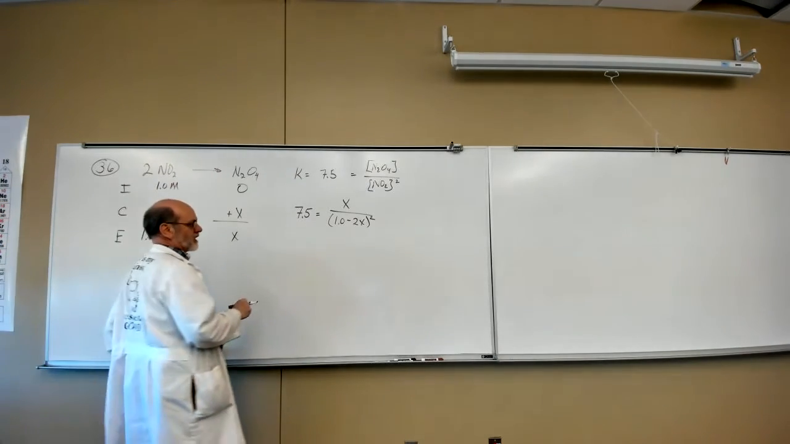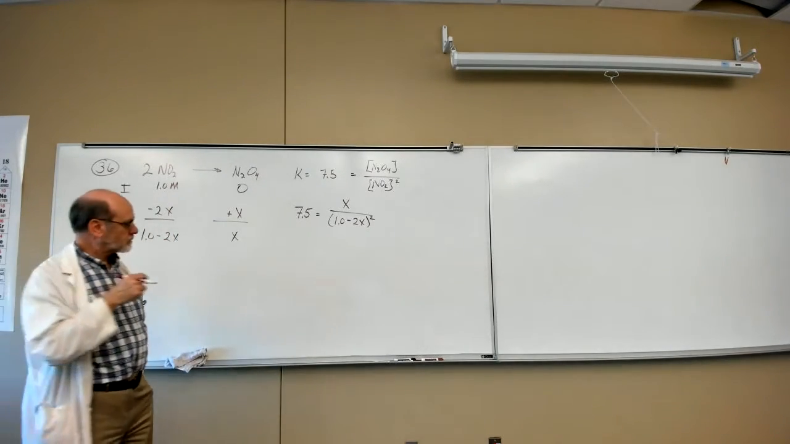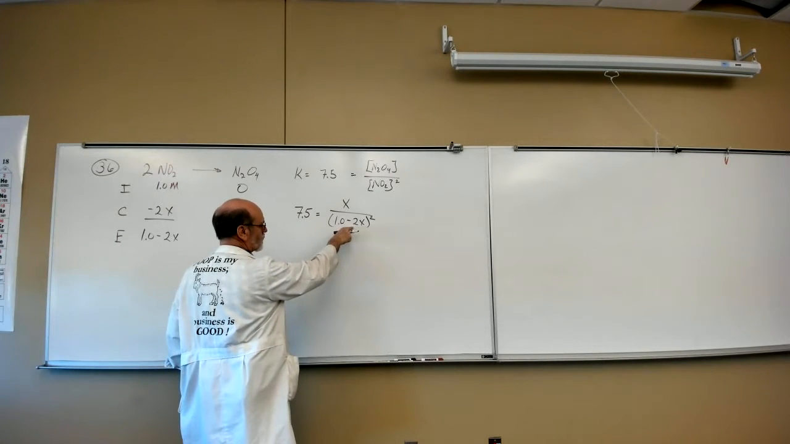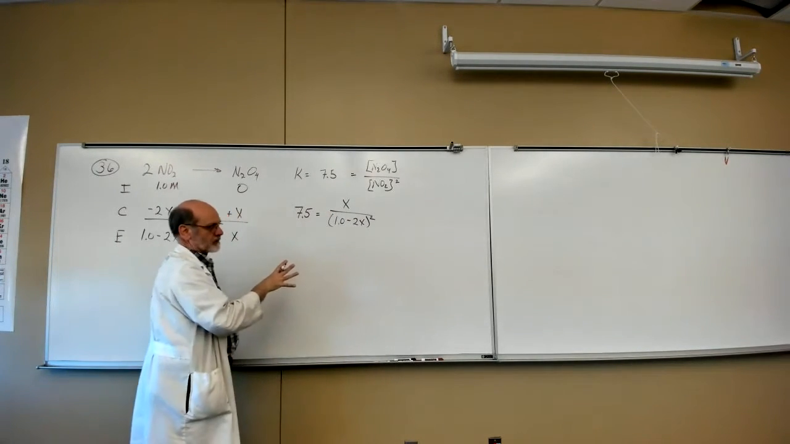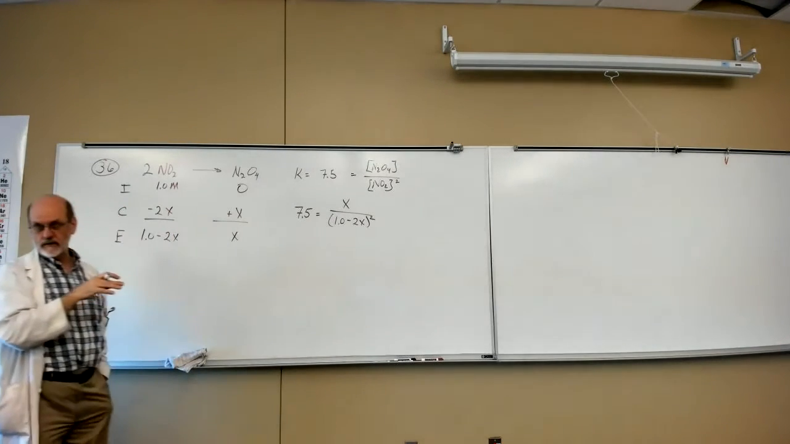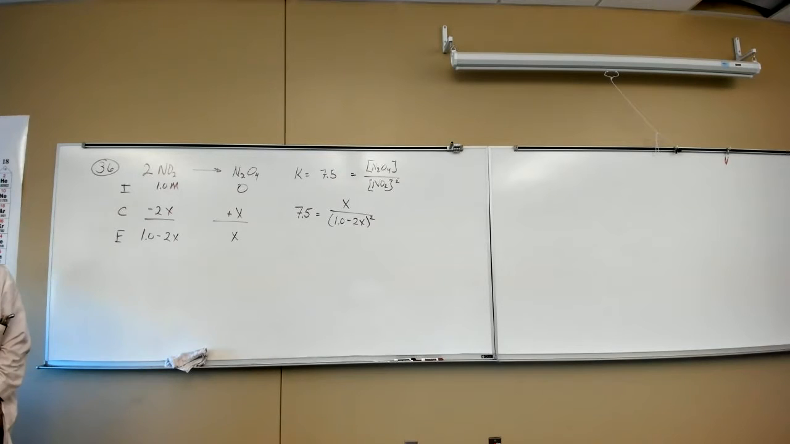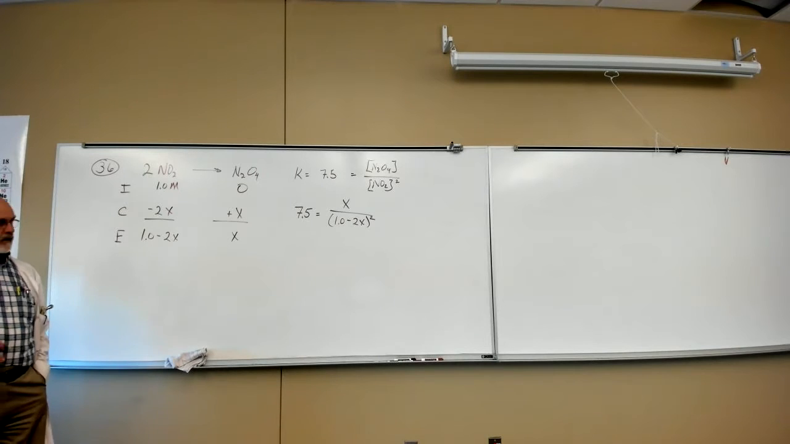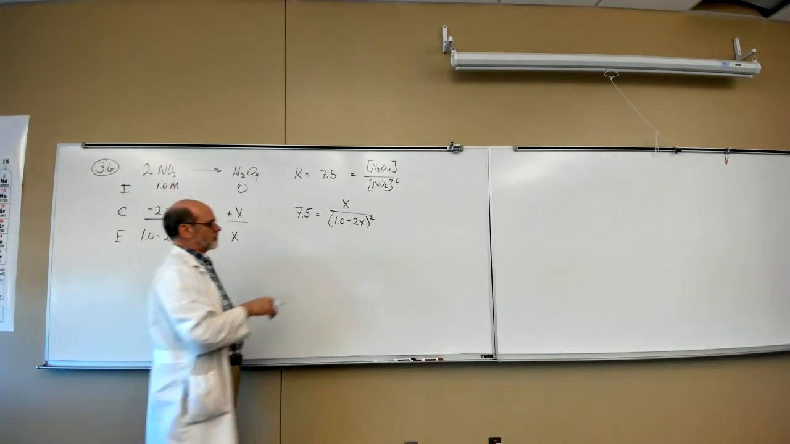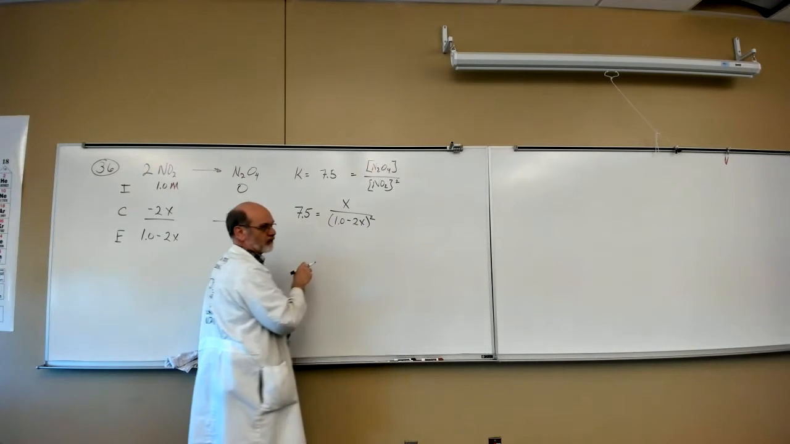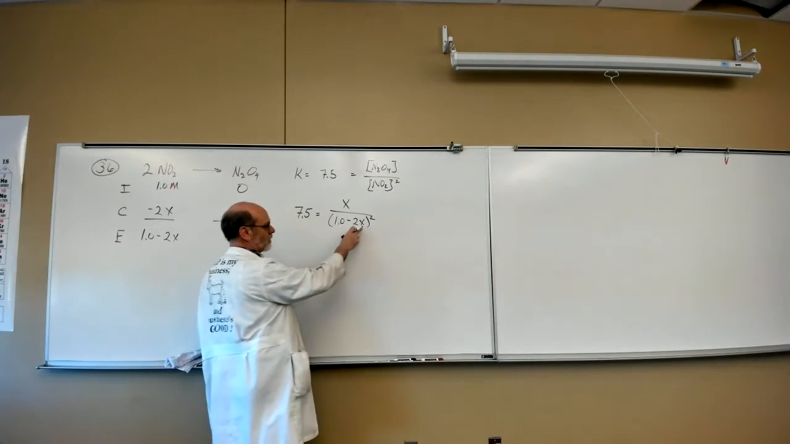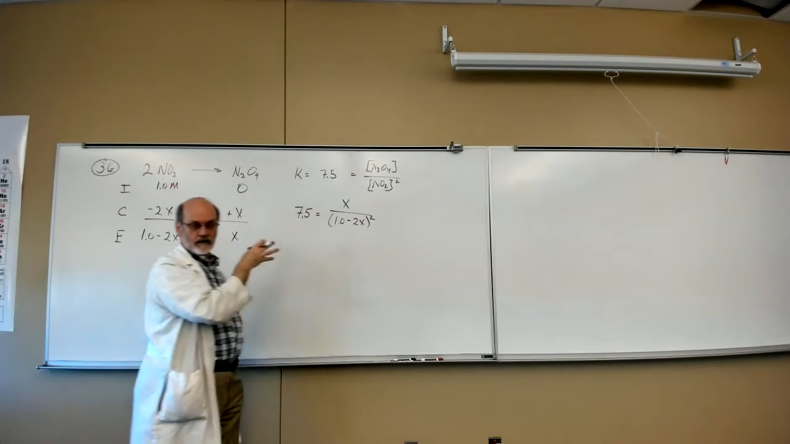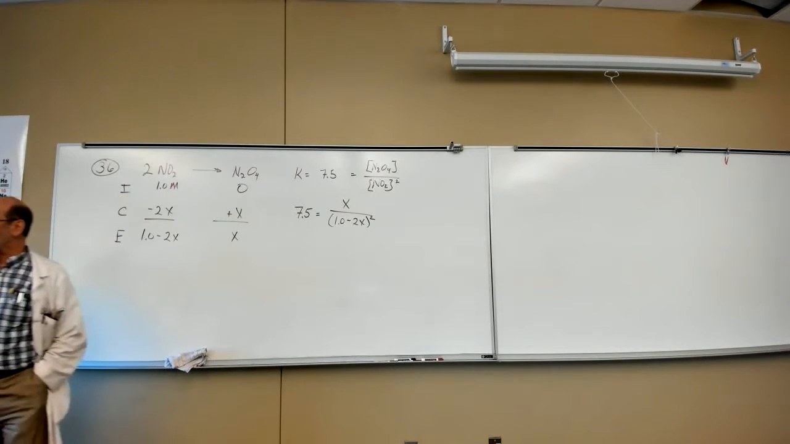Okay? So there are 2 ways to work this. You can square this, set it equal to 0, and then solve your quadratic for X. That would be the surefire way to get there. The other way is to assume that X is very small, and that removes that X squared term, and then solve for this X. But then you have to do the 5% rule.